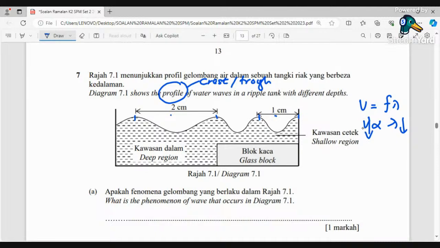Speed of water wave just depends on depth. Okay, maksudnya ada change in depth. So when there is change in depth, the speed changes, ini panggil refraction of water wave. Okay, refraction of wave ataupun water wave pun boleh.